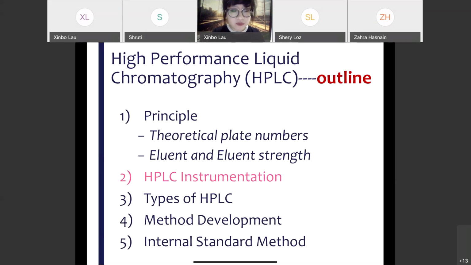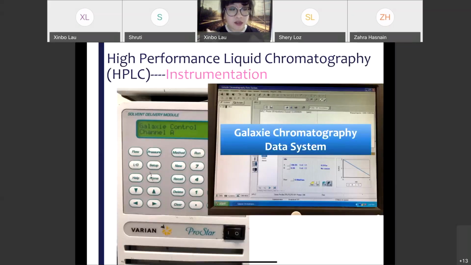And then the second portion is HPLC instrumentation. This is the instrument we use in the lab setting. The other thing is, maybe you're interested in analytical chemistry, so you want to be an analytical chemist and work for a big pharmaceutical company. I myself had experience with that.